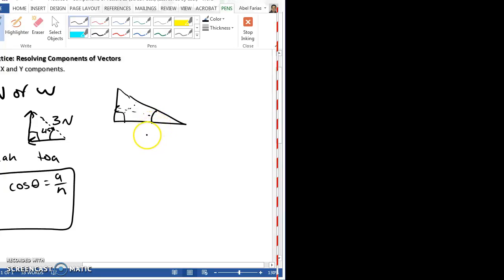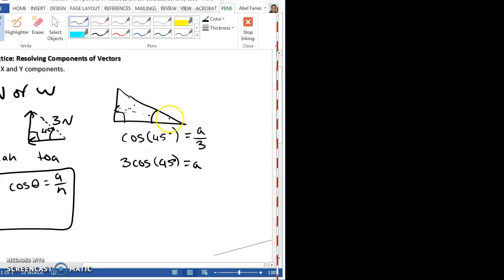angle. So in this case, what we can do is use the cosine of 45 degrees, because that's our angle, is equal to the adjacent leg, which we don't know, over the hypotenuse, which is 3 newtons. So our adjacent is going to be 3 cosine of 45 degrees. Okay, and that will give us our specific adjacent.